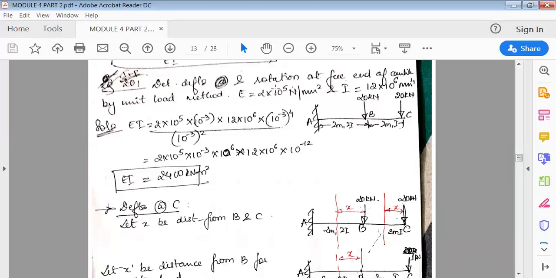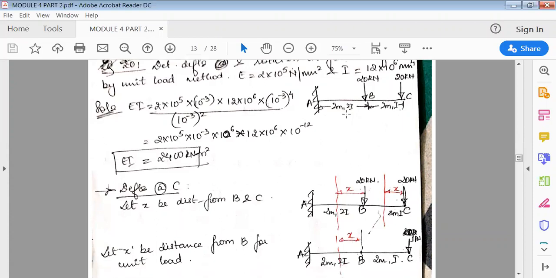So as usual, first write this E, first let us see the conventions. So 2 into 10 to the power 5. So Newton to kilonewton, 10 to the power minus 3. Then divided by, so it becomes kilonewton per meter, mm square. Mm to meter, so 10 to the power minus 3 square into I. 12 into 10 to the power 6 into, so it is mm to meter, 10 to the power minus 3 raised to 4. So multiply this, solve this, simplify, and you'll get this EI as 2400 kilonewton meter square.